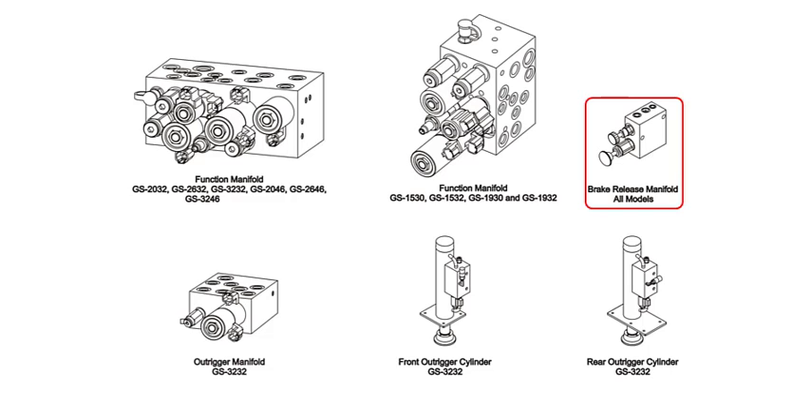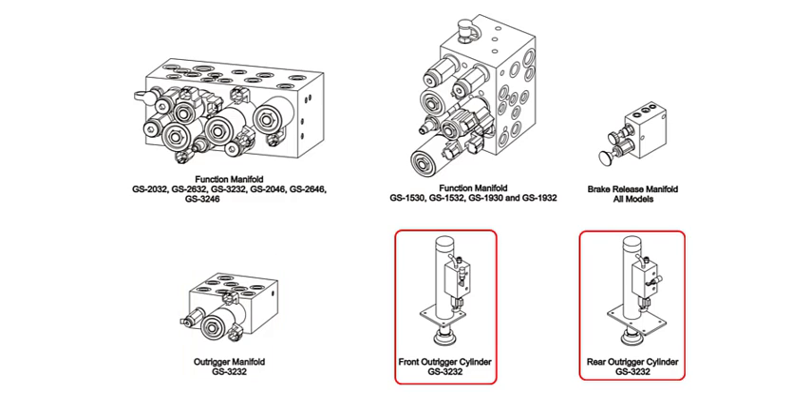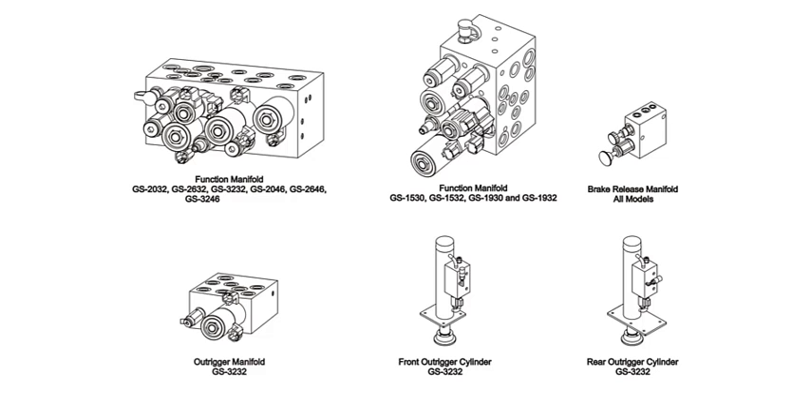All machines are equipped with a manual brake release manifold. GS 3232 models have an additional manifold, responsible for functional control of outrigger extend and retract. GS 3232 outrigger cylinders are equipped with pressure transducers and a solenoid-operated valve, to allow oil into and out of the cylinder when extending or retracting.